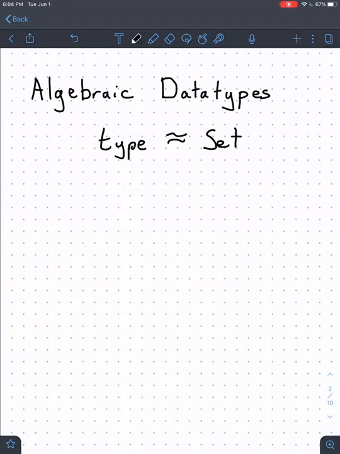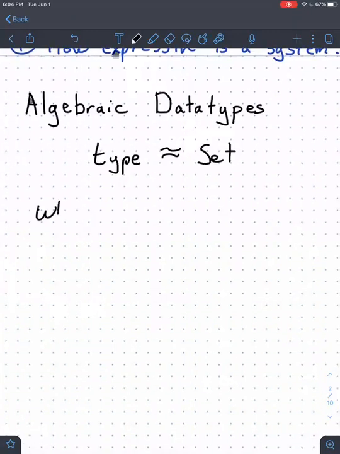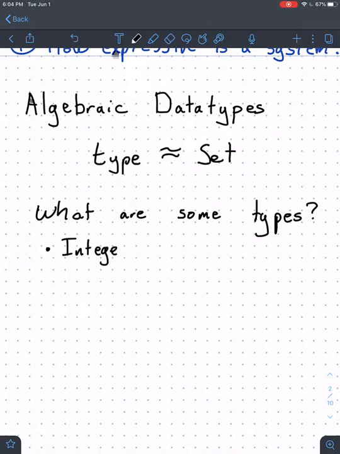What's the simplest data type you could think of? Int's pretty simple. So actually I'll pose that as a question. What are some types? So one is the integers. We typically write integers with this fancy Z shape. I won't shy away from mathematical notations. You'll see the fun math notation throughout the class.